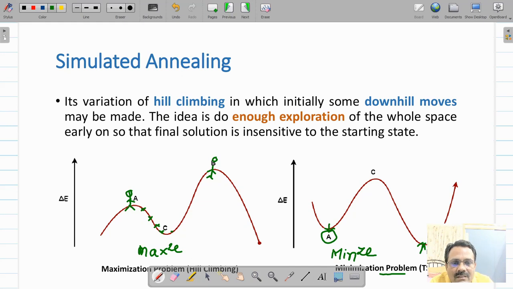So in our discussion of simulated annealing, our discussion will be towards minimizing the objective function. So you have to minimize the objective function, or you have to find out the minimum point along with the search space.